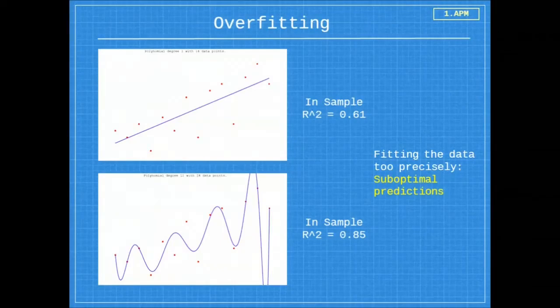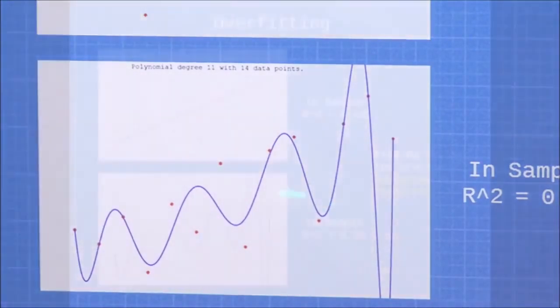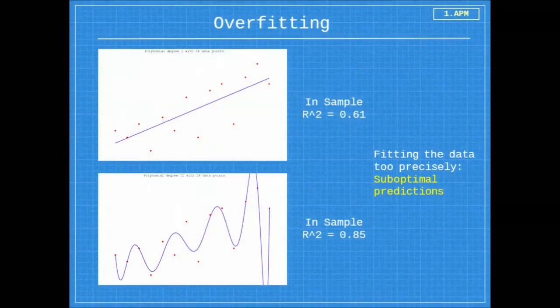We have two different pictures here. The red dots are the same in both pictures, and in the top picture we have a simple line fit through the dots. In the bottom picture, we have a complicated function that goes through the dots. The complicated function fits the dots a lot better than the simple function up here. But I think most people would probably agree that this function doesn't represent the true nature of those dots very well. We're fitting the data too precisely, which is going to lead to suboptimal predictions.